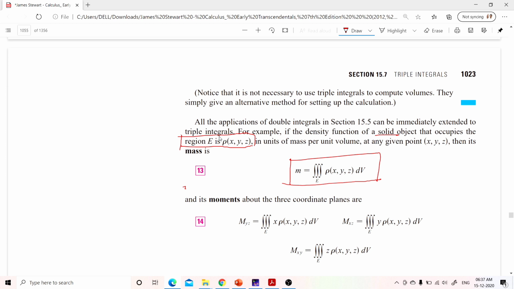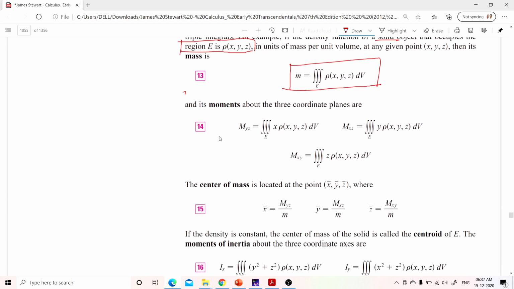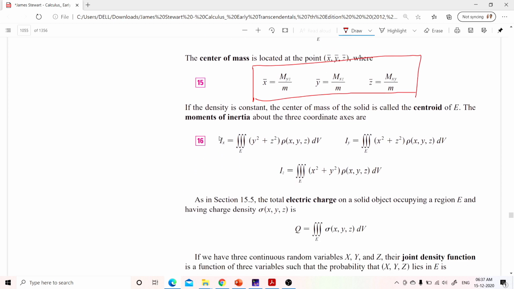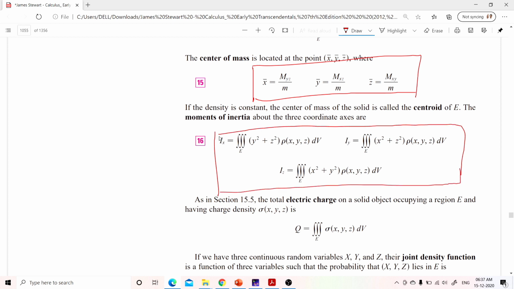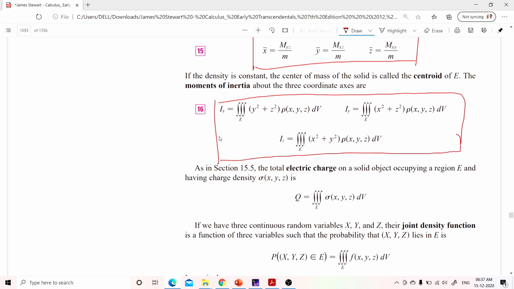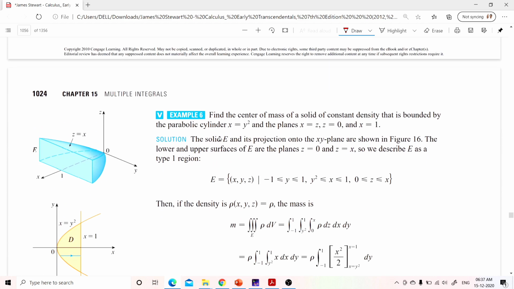Similarly, the moments can be calculated. Moments in coordinate planes, in the yz plane, can be calculated using triple integral of x times density, and in the xz plane as y times density, and in the xy plane as z times density, and the center of mass in all the coordinate planes is given like this, and the moments of inertia can be calculated using these formulas. Okay, once you have all these things, you can directly do the integration and see what is happening.